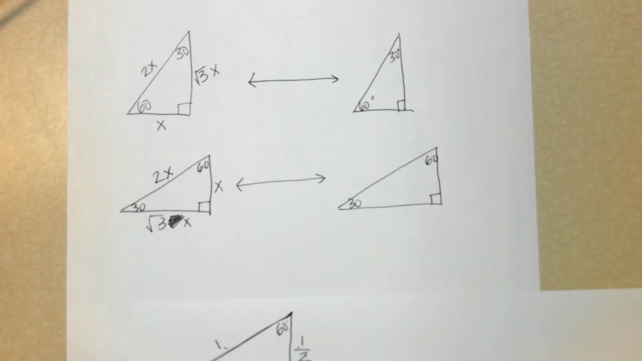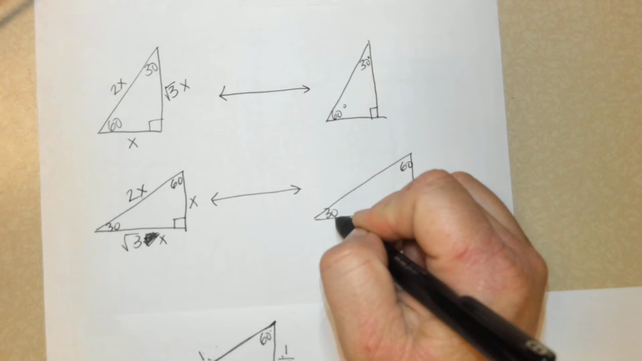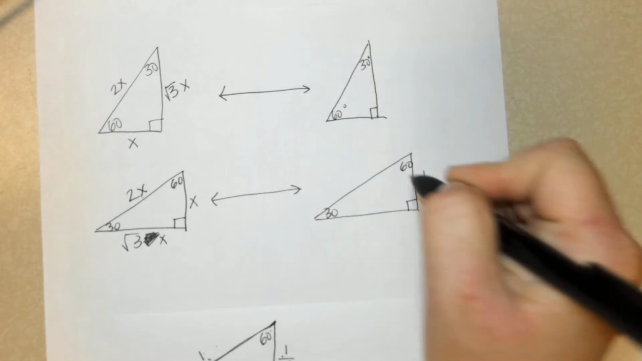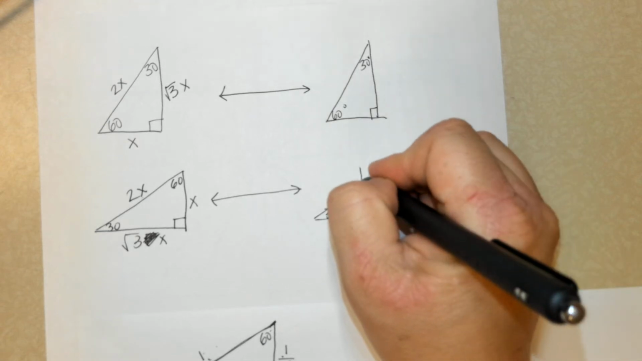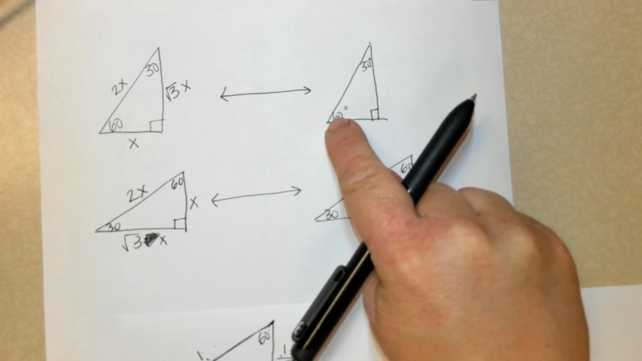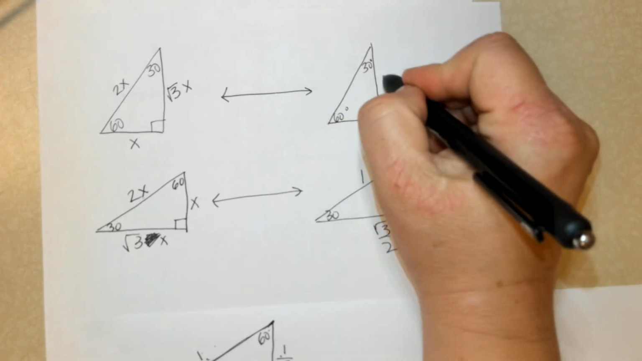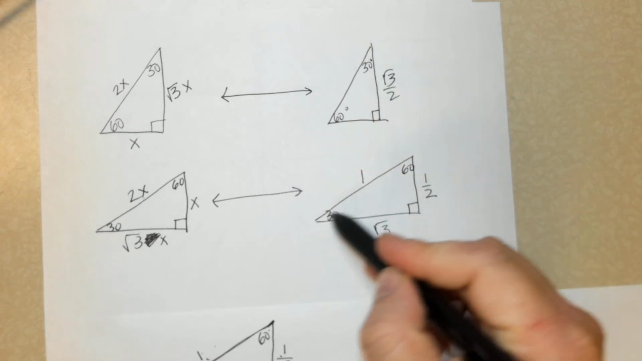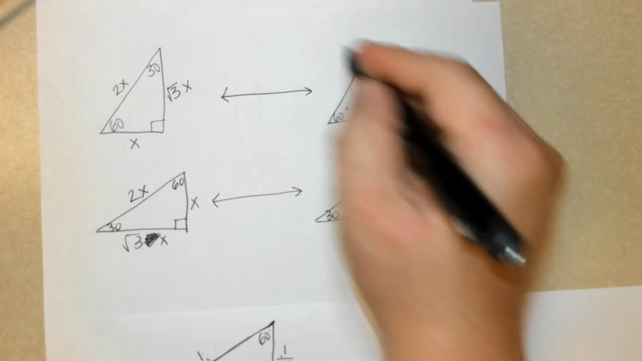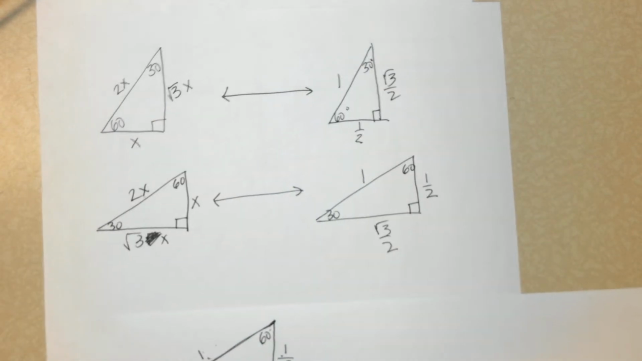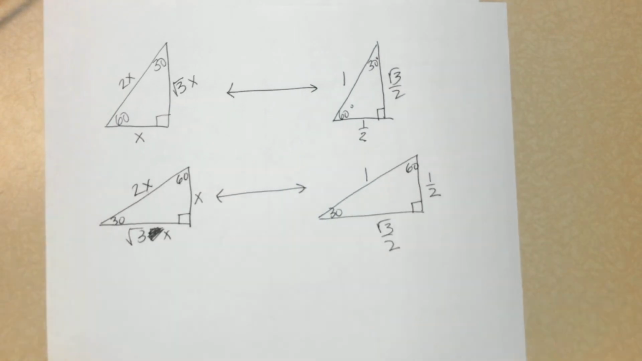Okay, so I'm going to look up top, and I'm going to do this exact same thing here. I'm going to rewrite this. Across from 30 is 1/2. Across from 60 is radical 3 over 2. Across from 90 is 1. Now watch, I need to follow the same pattern. Across from 60 is radical 3 over 2. Across from 30 is 1/2. And across from 90 is 1. Make sure to write that down on your paper, please.